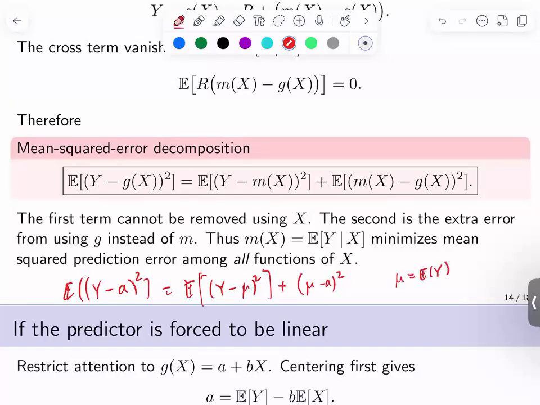then the best constant approximation or prediction would be mu, because this side is going to be non-negative, and if a is equal to mu, this is going to be equal to this side. Any other a would give something bigger than or equal, causing your prediction to have an extra term. So the best constant predictor would be the expectation of y. This one you can prove as an exercise. It's a simpler version of this. And the best functional prediction based on x would be just the conditional expectation.